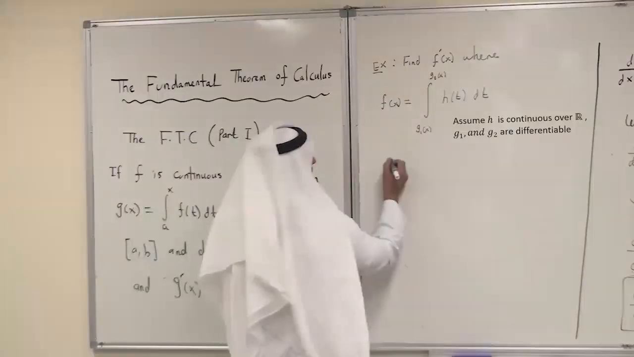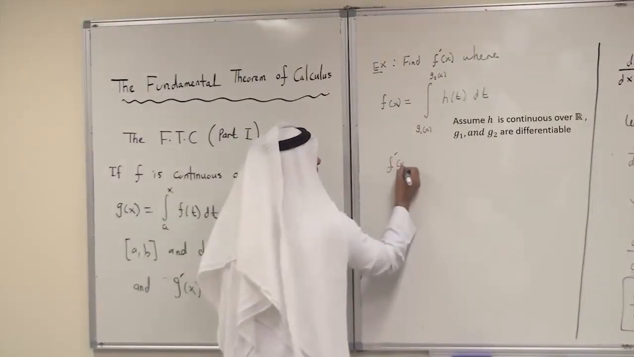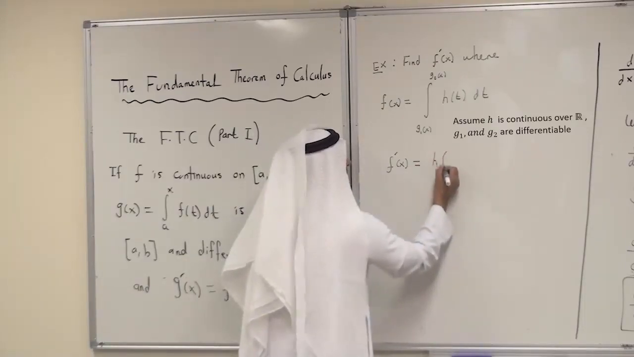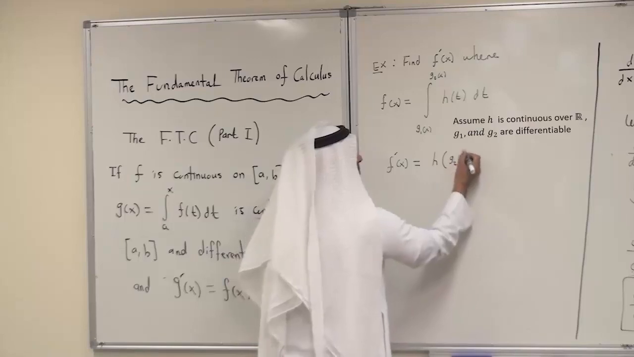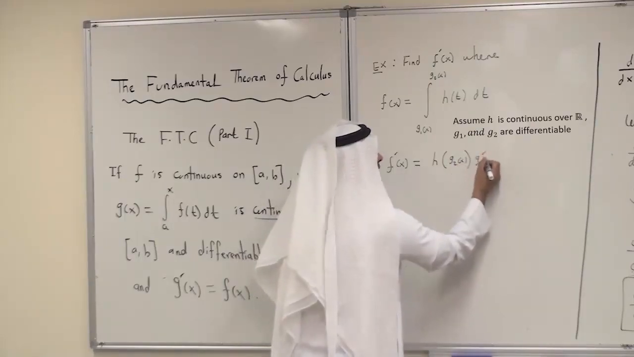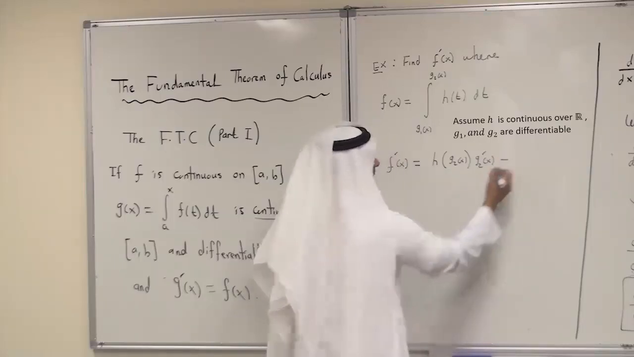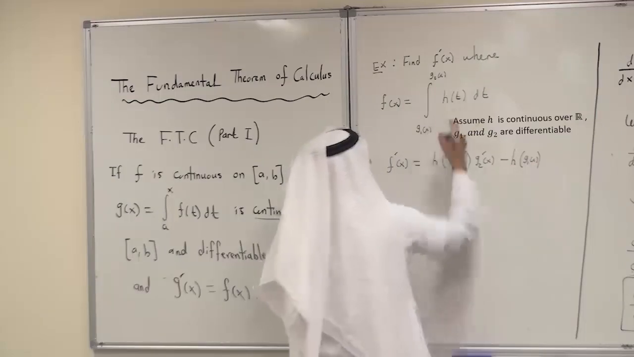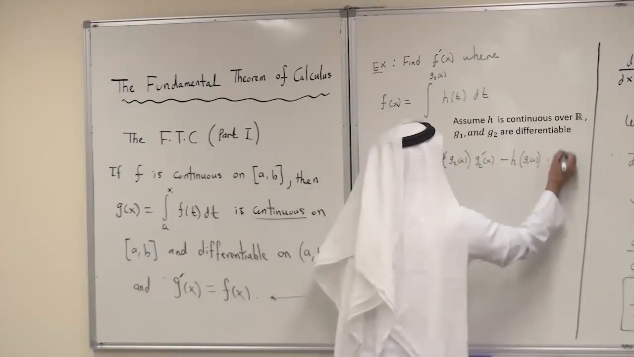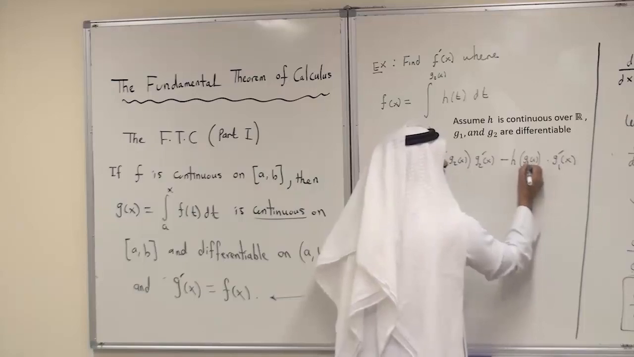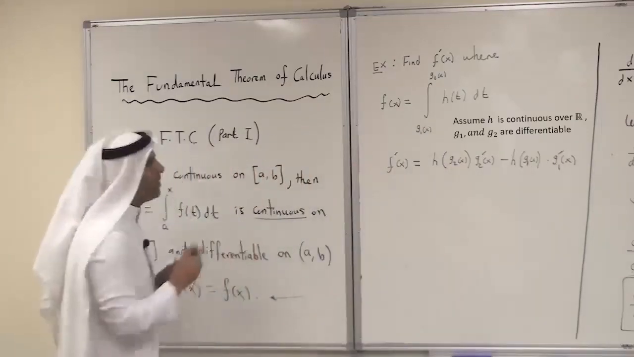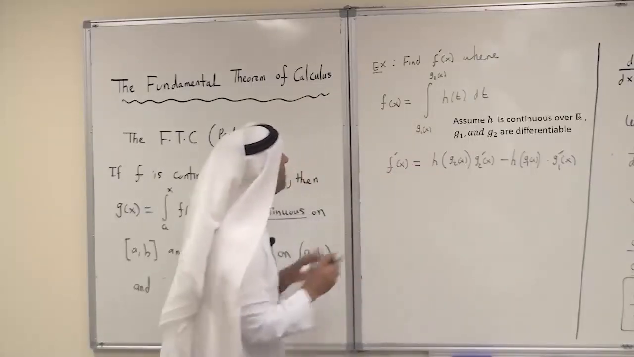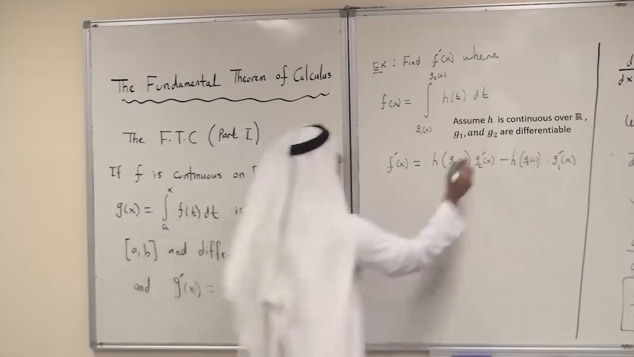Everything is fine here. What is f prime of x? We can show that this f prime of x will be equal to what? It will be h of g2 of x multiplied by g2 prime of x minus h of g1 of x. I'm replacing now the lower limit here, multiplied by g1 prime of x. How to show this? Find f prime. We need to show this actually. How to get this result?